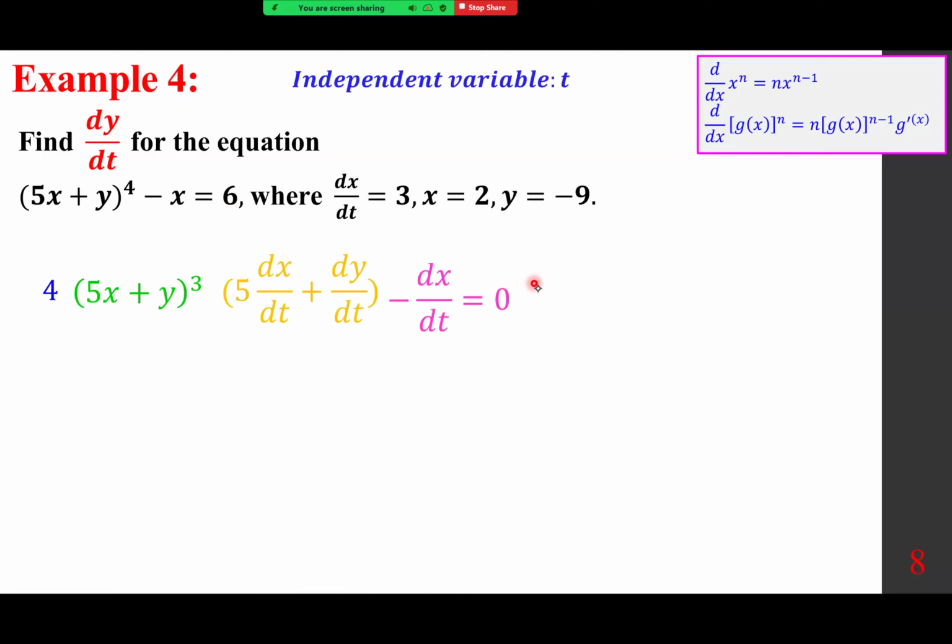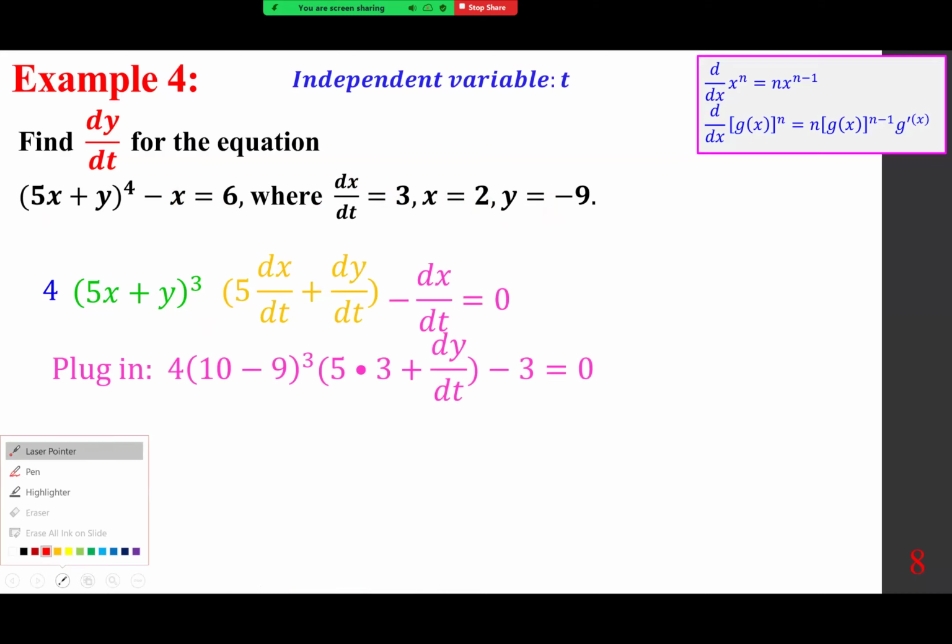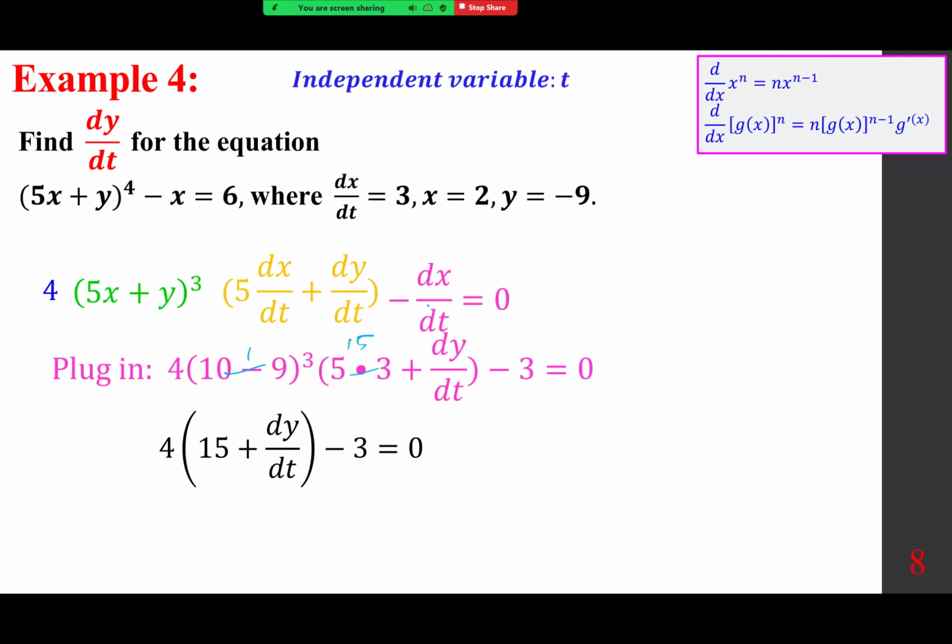You could solve for dy dt. There is no reason for that. You're just evaluating. So plug in dx dt is 3, x is 2, y equals -9. Plug in and find the missing dy dt. 10 minus 1 minus 9 is 1, and cubed is still 1. This is 15. So this is what we get.